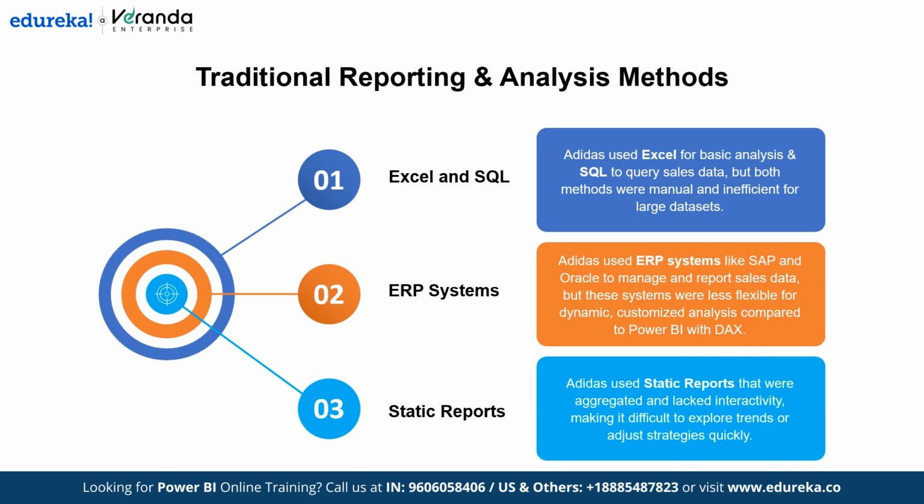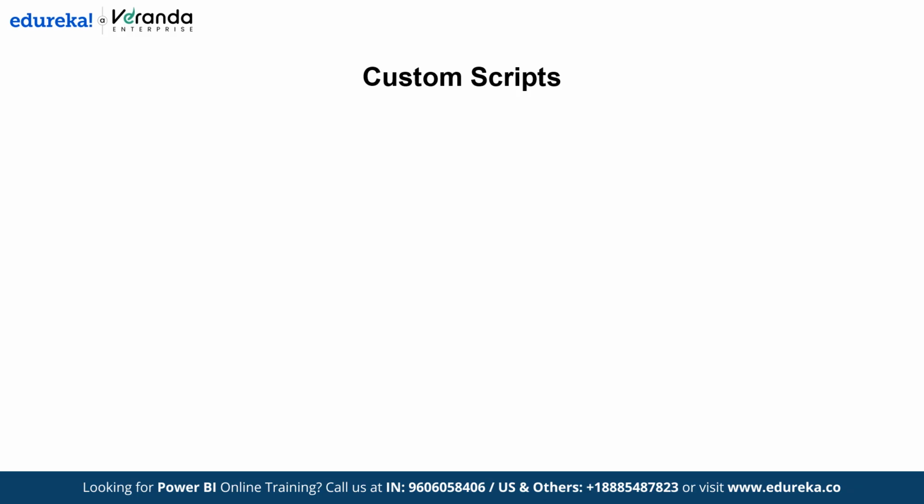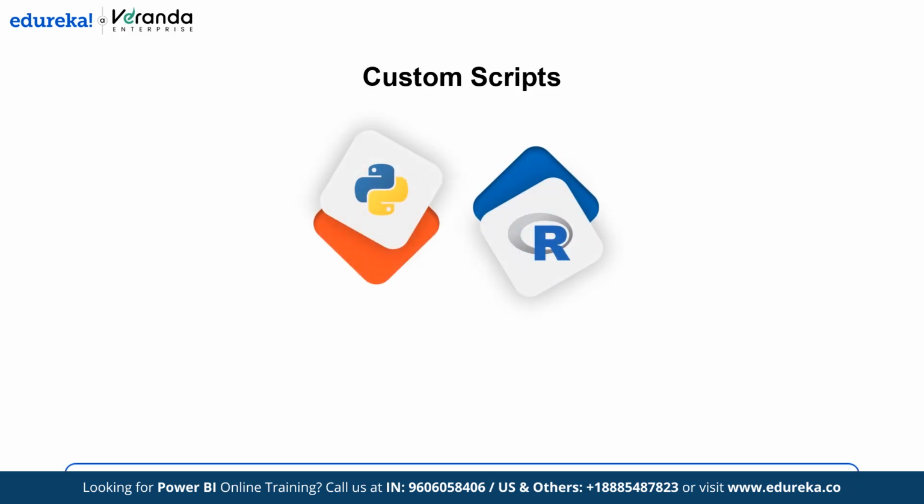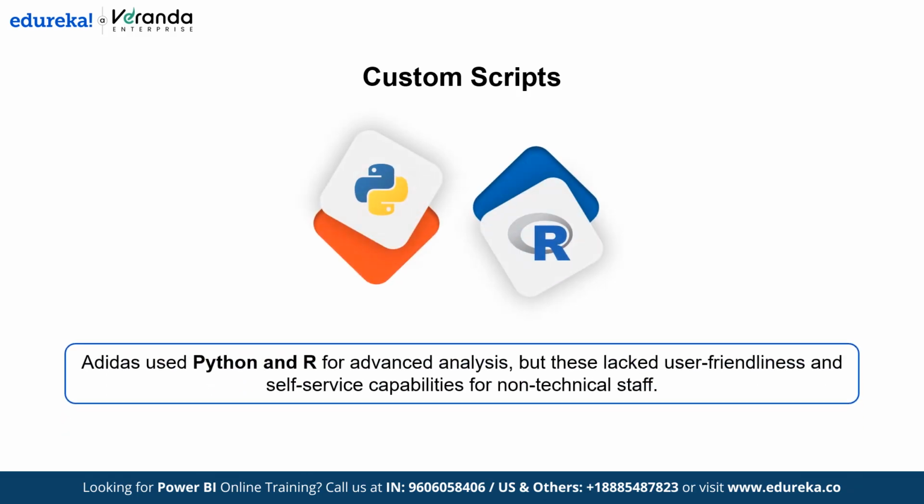Before Power BI, many companies used static reports generated monthly or quarterly. These reports could include aggregated sales figures, inventory levels, and profitability analysis but lacked interactivity. Then, custom scripts in R or Python. For more advanced data scientists, custom scripts in Python or R allow deeper analysis through statistical modeling and machine learning, though these lack the interactivity and self-service features of Power BI.